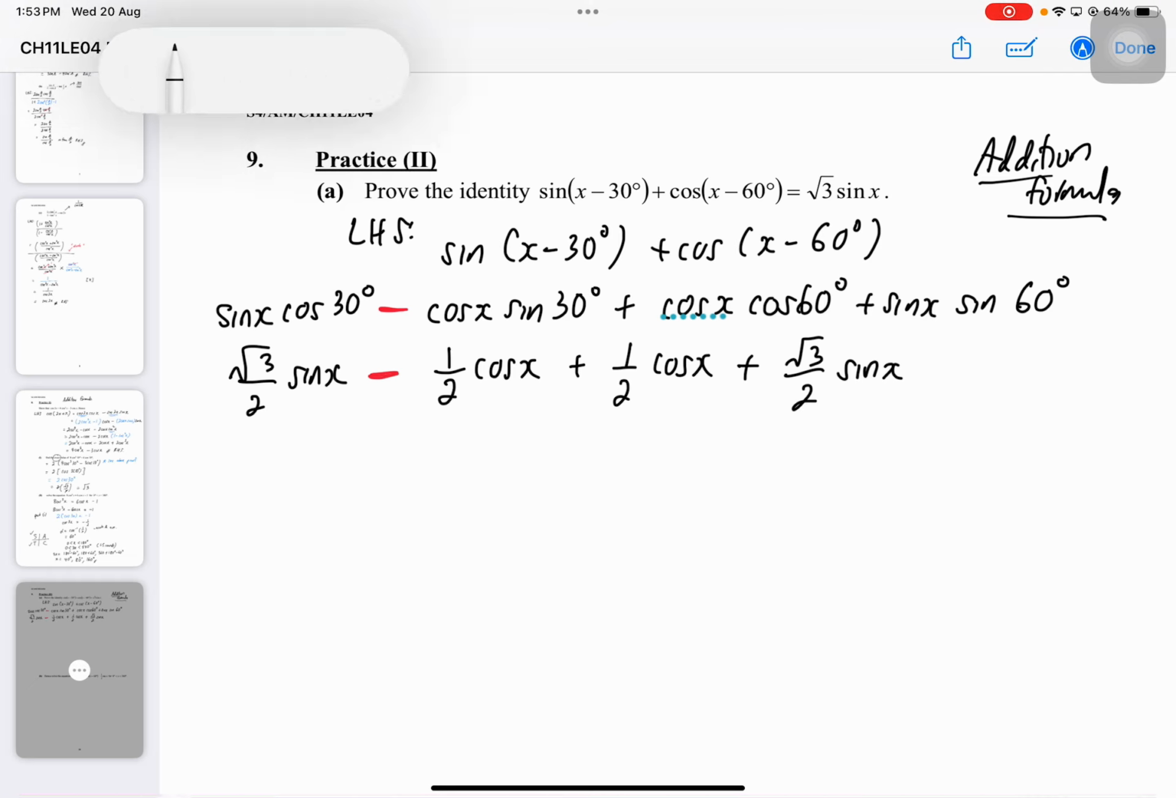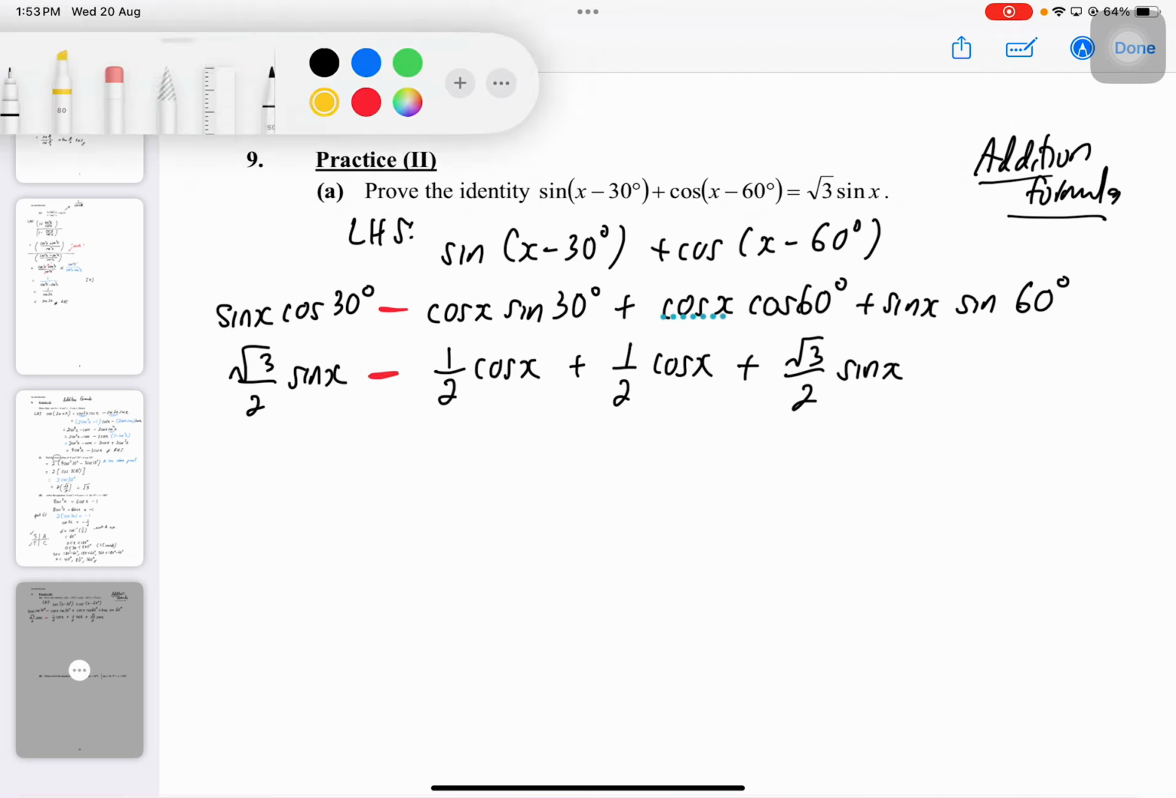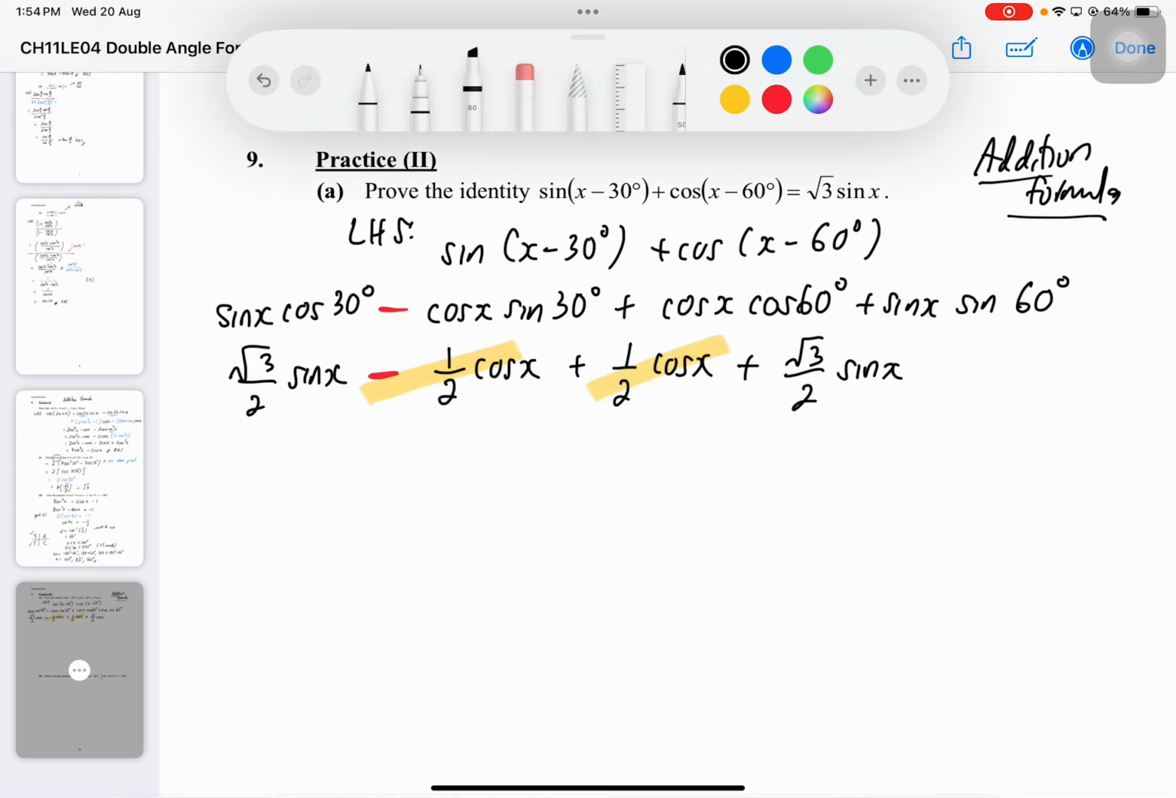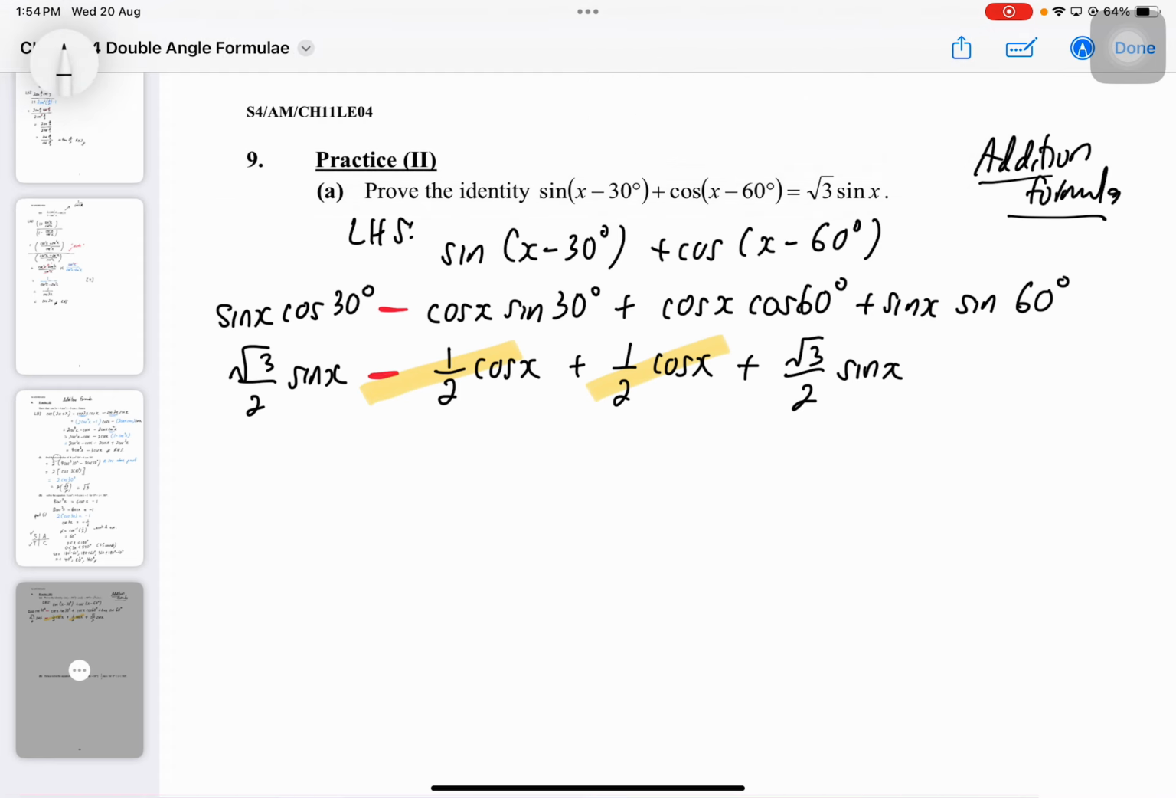Okay, and you will notice that which of the values will cancel out. Okay, this cosine will cancel away. And you'll get root 3 over 2 plus root 3 over 2 is just root 3 sin x. Okay, so put your equal sign. Equals to right hand side.